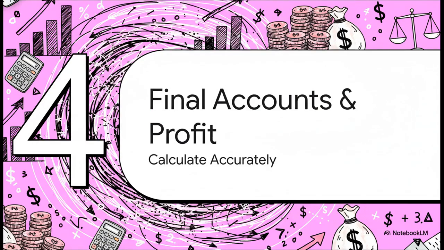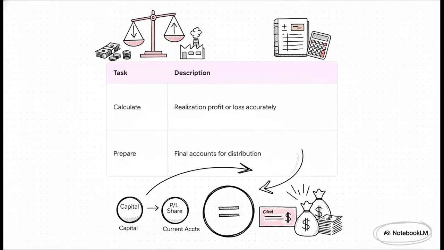All right, on to Section 4, Final Accounts and Profits. I cannot stress enough how paramount accuracy is here. I mean, messing up these calculations means partners could quite literally lose their hard-earned money, or someone could walk away with a totally unfair share. So here's a breakdown of the final inputs that actually lead to a distribution.